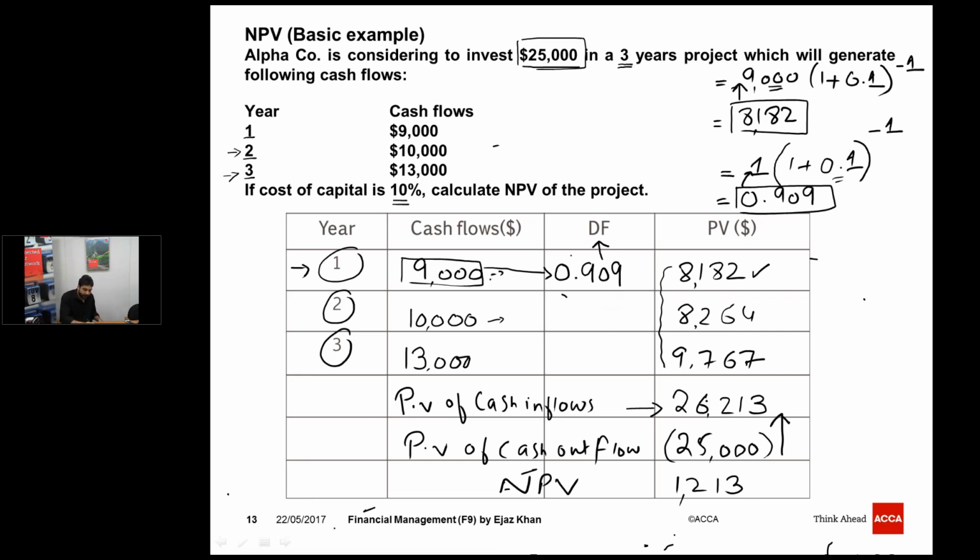Okay, can anyone calculate the present value of $1 after 2 years at 10% rate of interest? After 2 years. Can anyone calculate the present value of $1 that is going to be received after year 2 at 10%? Anyone can calculate? I'm just waiting for your answer. Can anyone calculate the present value of $1 to be received after 2 years?